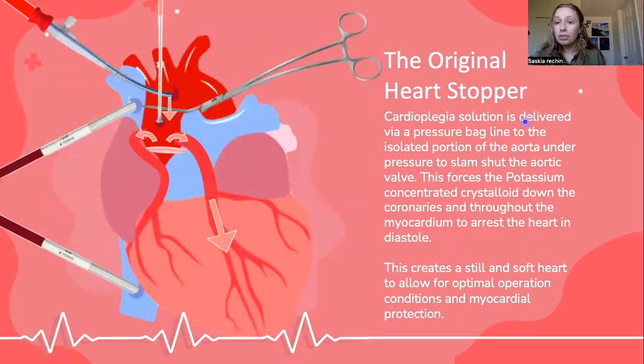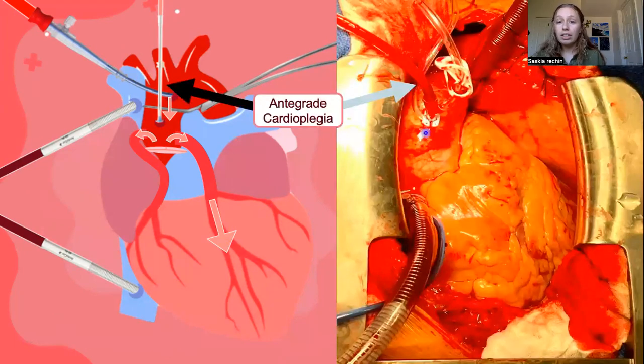The first introduction of cardioplegia was just the normal antegrade, either delivering through a syringe, or eventually they would have that cardioplegic crystalloid solution placed in a pressure bag and then delivered directly through the antegrade needle in that cross-clamped area, infusing down and arresting the heart in diastole to have that soft and still optimal operational field for cardiac surgery. Here's your little picture.